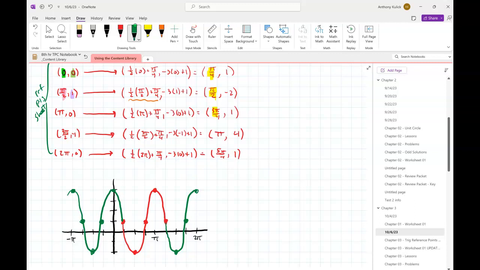Everybody's all right with what I did there to fill the space? Notice I didn't generate any new points. I didn't apply the transformation map. I just used the pattern of what I'd already graphed and continued the pattern, right?